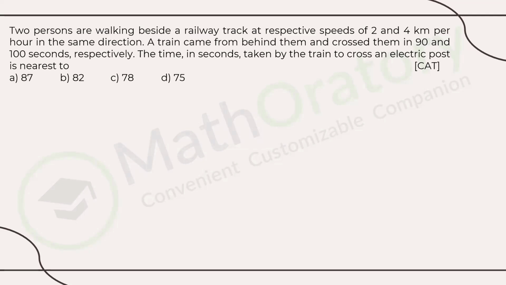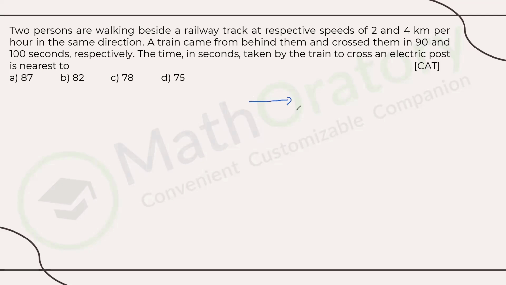Yeah, Harshal, we have a basic relative speed problem where one object is crossing another object. So we have two persons walking beside a railway track at respective speeds of 2 and 4 km/h in the same direction. A train came from behind them and crossed them in 90 and 100 seconds.